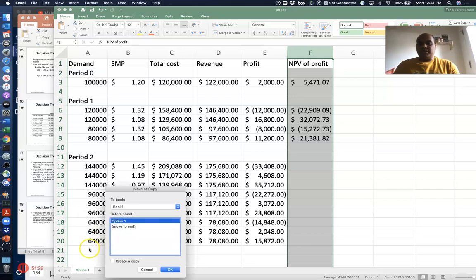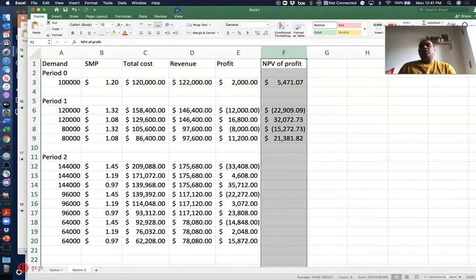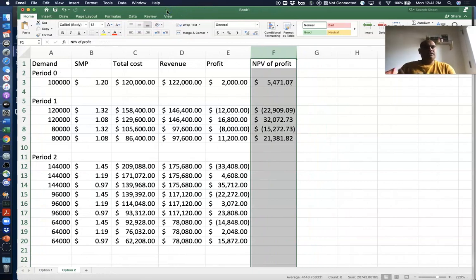So I'm going to make a copy. I'm going to call this option 2. So what's different in option 2? In option 2, we are signing a fixed 3-year contract, and so we need to keep track of that. We are always going to have 100,000 units of square footage available for all 3 years. We'll pay for 100,000 units because we have to rent them. It's a fixed contract, so that's not going to change.